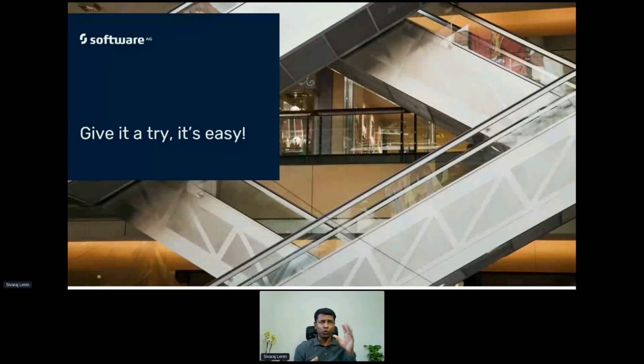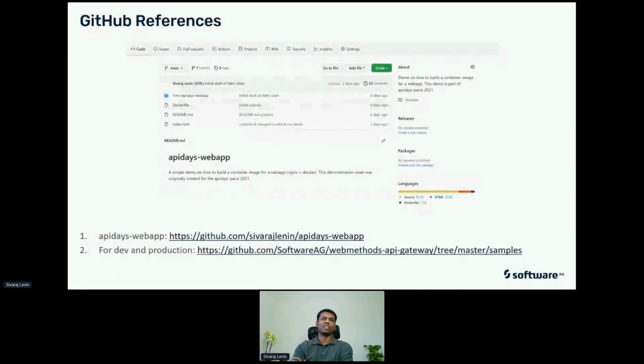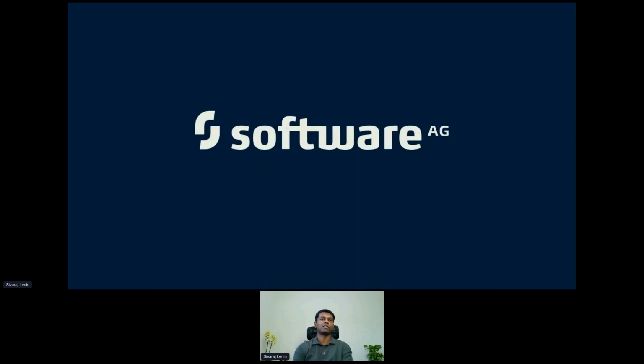And I would strongly suggest give it a try. It's easy. And the repo that I used today for the demo is available on GitHub. And for Software AG API Gateway, if you want to run it in dev or production, it's on Software AG's GitHub repository, like I demoed to you. Please feel free to take it and tailor it to your needs to spin up the environments really quickly.